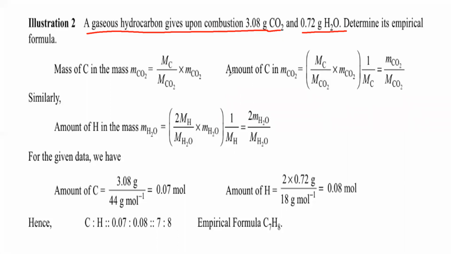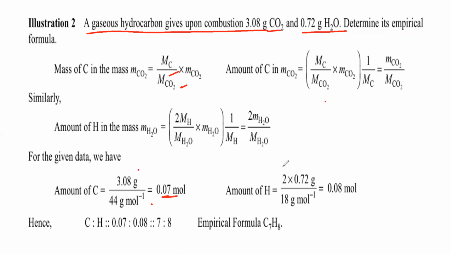So for example, the mass of carbon in the carbon dioxide is equal to the mass of carbon by the mass of carbon dioxide, in total mass. Similarly, we can also find the amount of hydrogen in water. First we need to find the number of moles. The total mass of carbon dioxide is 3.08 grams, and the molar mass of carbon dioxide is 44. So 3.08 divided by 44 is 0.07 moles. That is the amount of carbon.